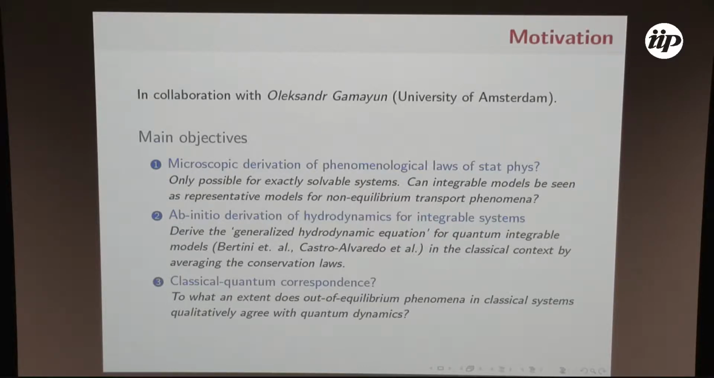And finally, I think it's an interesting question to address the notion of classical quantum correspondence, by which I mean to compare the out of equilibrium phenomena and transport on a qualitative basis between the quantum and classical systems. So should one expect agreement, disagreement? I don't think this has been addressed in the literature so far.